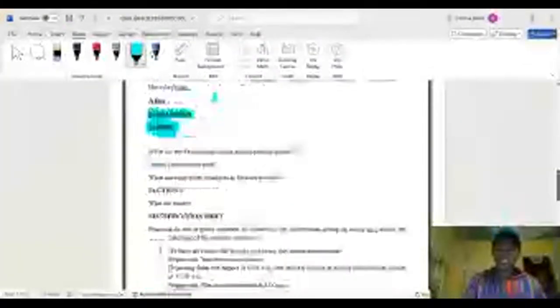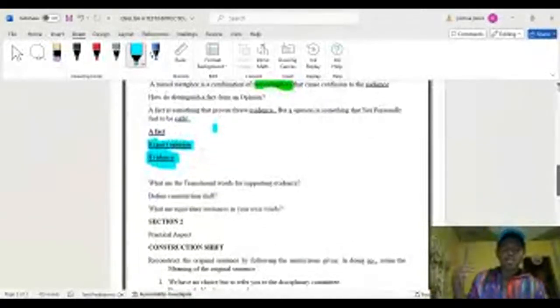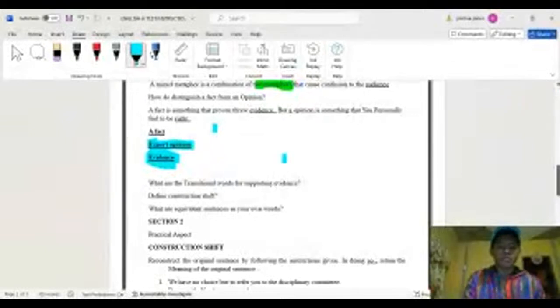So that is how we distinguish a fact from opinion. Let me go back to that. A fact is something that you prove through evidence. However, an opinion is something that you personally believe is right. So a fact and an opinion are two separate things entirely. Let us go into the other aspect, which is opinion.